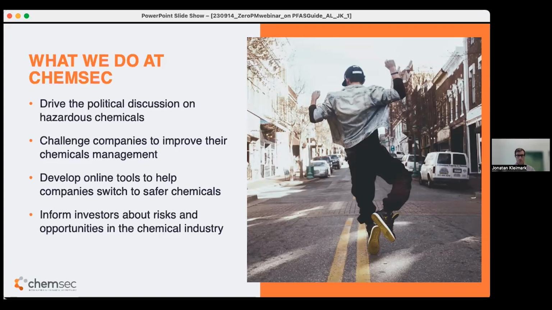And of course, in order to understand these positive examples, we want to challenge companies to improve their chemicals management, and we do that both by a range of different tools, like we will talk about today, but also in discussions and dialogues with companies. And the online tools that we have are a support for companies in order to switch to safer chemicals. In addition to this, we also have work around investors where we try to inform them about the risks and opportunities in the chemical industry. I will touch upon this subject at the end of this talk, so you can understand how we do that as well.